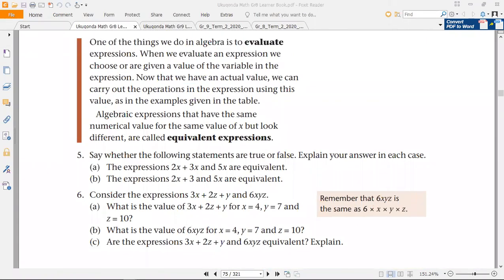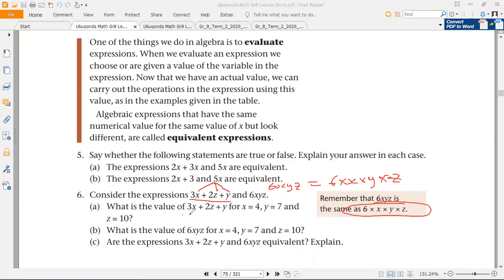Now, let us level up a little bit, okay? Check these expressions. You've got an expression here, 3x plus 2z plus y. Guys, remember, letters represent numbers. So these are different numbers, 3 different numbers. And the expression 6xyz. Now, let me remind you, 6xyz is the same as 6 times x times y times z. Here it is written.